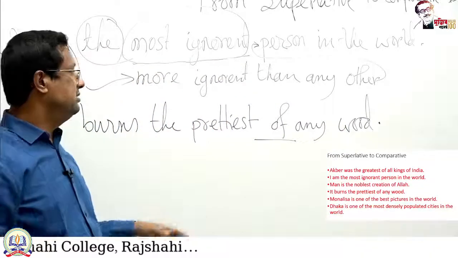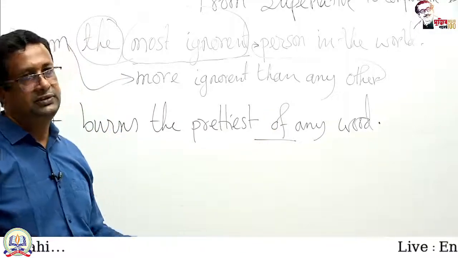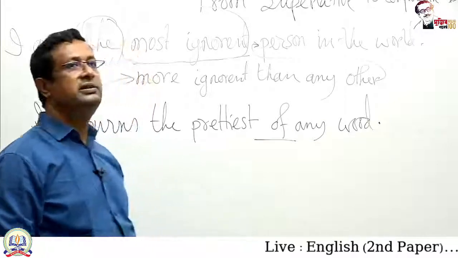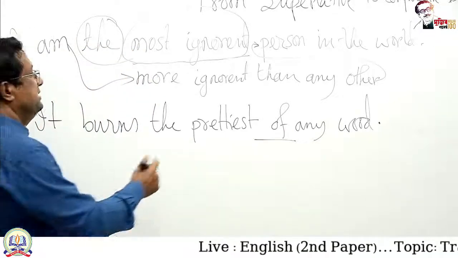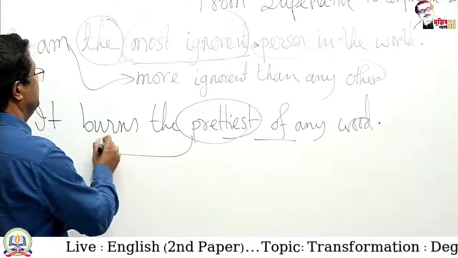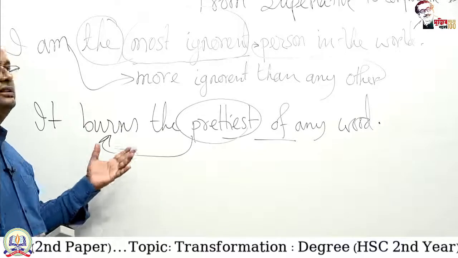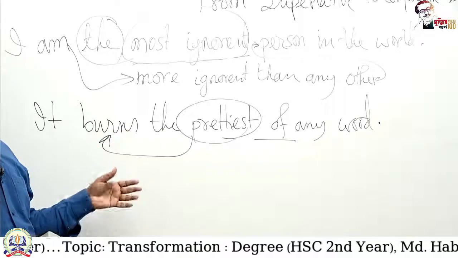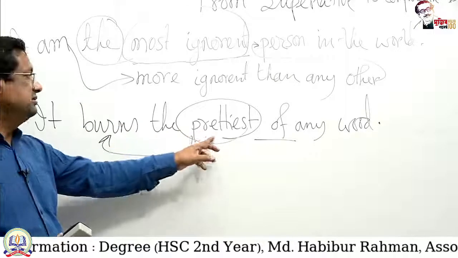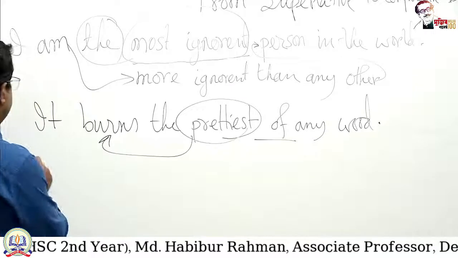Actually, you always find of with the plural form, of all boys. Here you find the singular form, of any wood. However, this is an adverb. Why an adverb? Because it is the modifier of burns. How does it burn? It burns prettier, or it burns the prettiest. So this is actually an adverb, so we should change this.